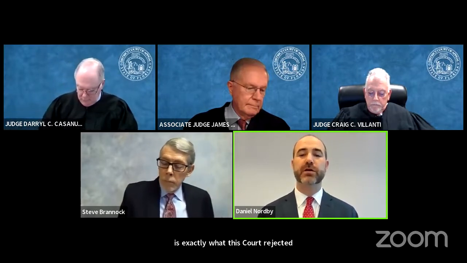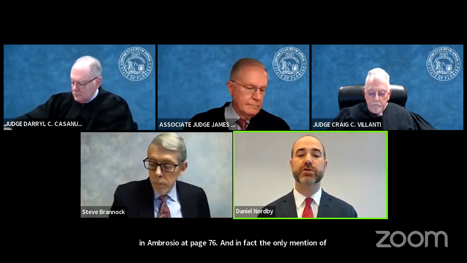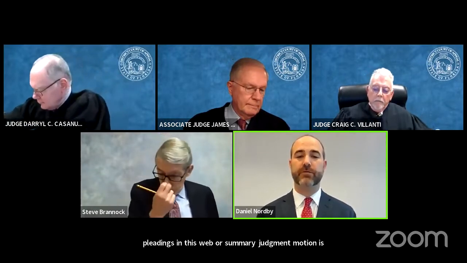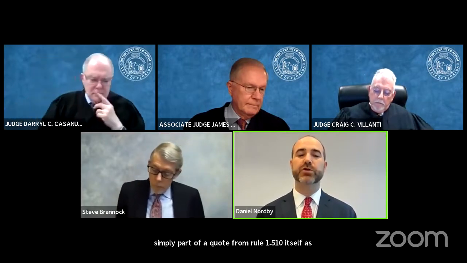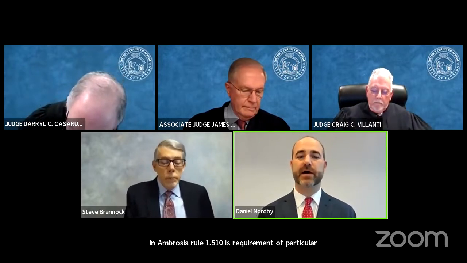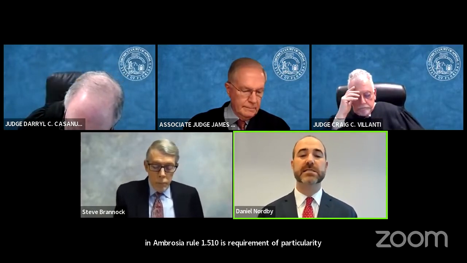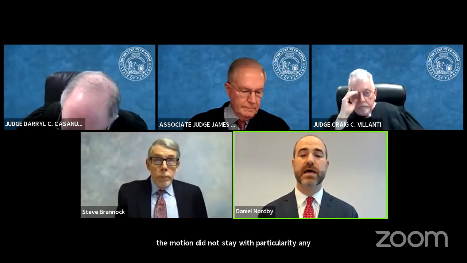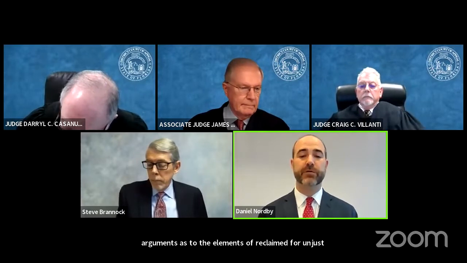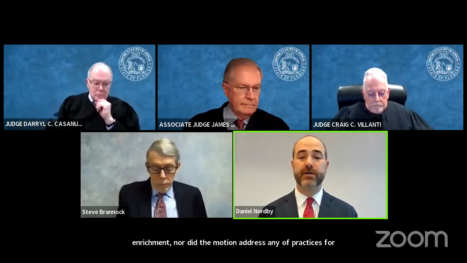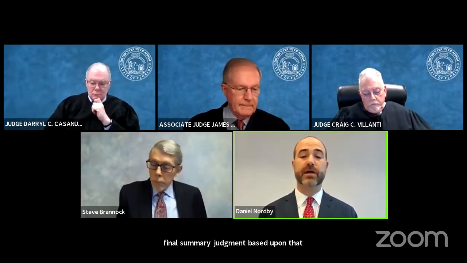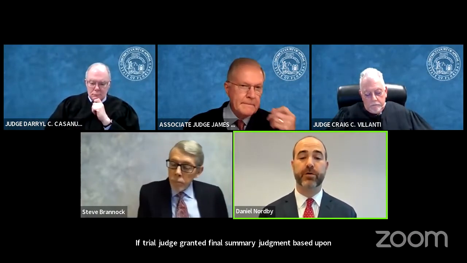And in fact, the only mention of pleadings in Ms. Weber's summary judgment motion is simply part of a quote from Rule 1.510 itself. As in Ambrogio, Rule 1.510's requirement of particularity is not satisfied by generality. And the motion did not state with particularity any legal arguments as to the elements of her claim for unjust enrichment, nor did the motion address any of Bactus's affirmative defenses. Yet the trial judge granted final summary judgment based upon that motion. So for that reason, first, the final judgment must be reversed and remanded for further proceedings.